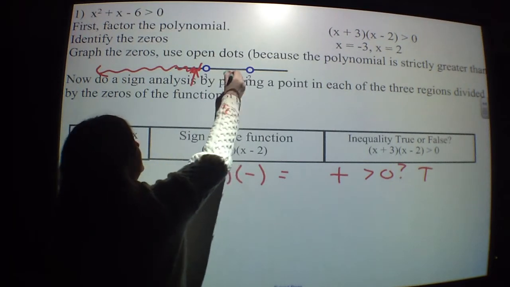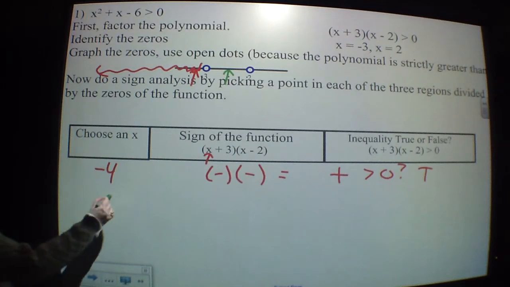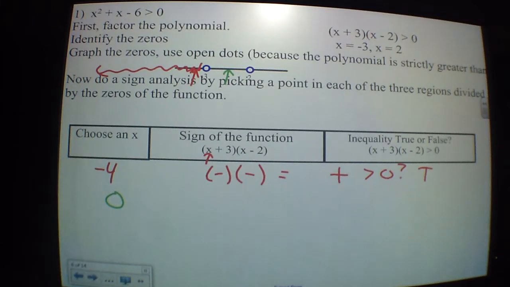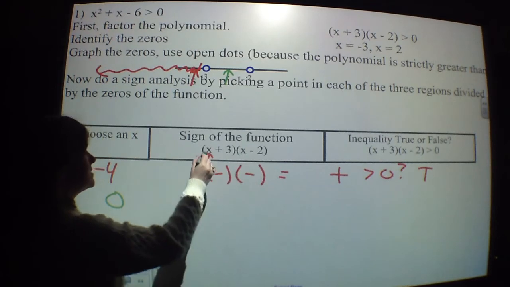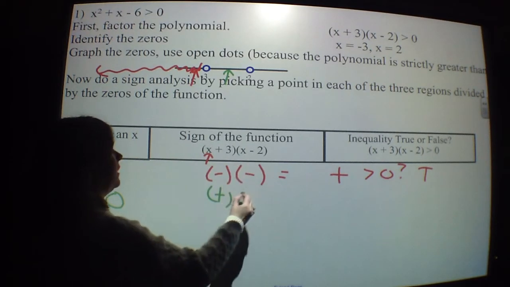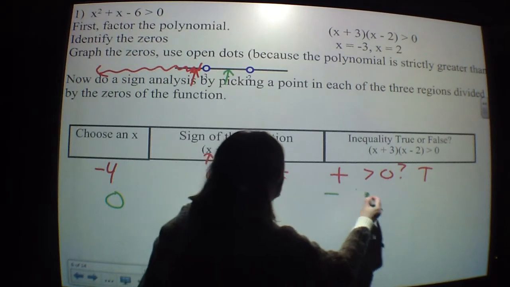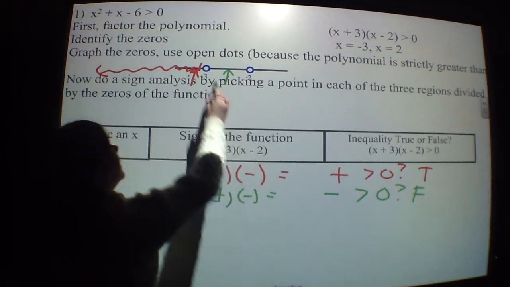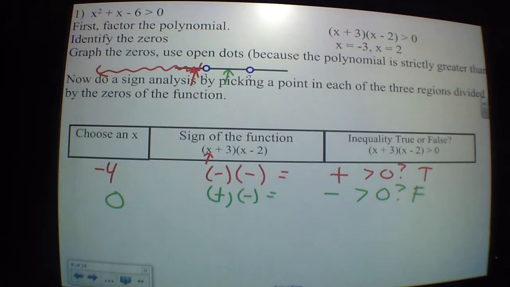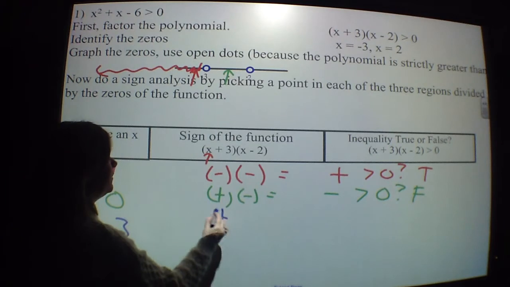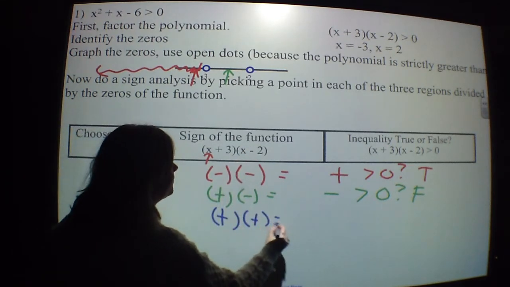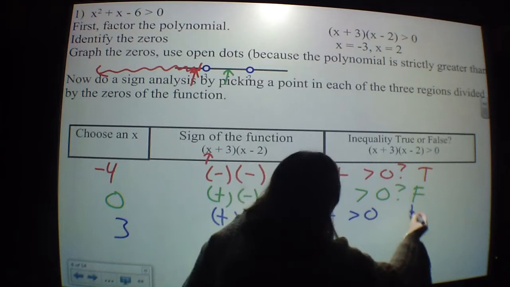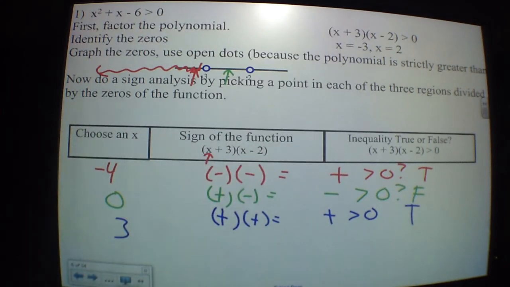Now pick something in this region, any number. 0 seems to be an easy one. So when I plug in 0 for my x's, I have a positive and a negative, which gives me a negative. Is a negative greater than 0? No, it's not. So it won't work for anything in that region. Now pick something greater than positive 2. Let's say 3. When you plug in 3, you get a positive times a positive. So it's true for anything in this region also.